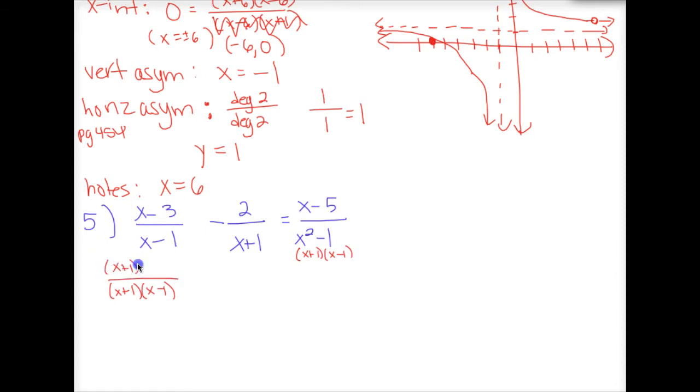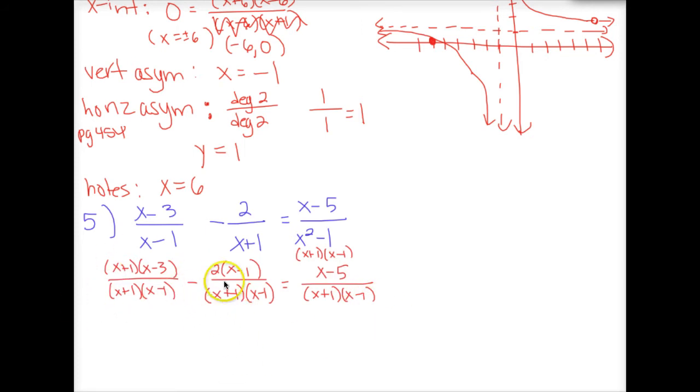So (x plus 1) times my original numerator, which was (x minus 3), minus, and then the second fraction had the x plus 1 but didn't have the x minus 1. So I'm going to need to multiply its original numerator by the (x minus 1). The right side already had the common denominator, just wasn't in factored form. So I don't need to change its numerator at all because I didn't change its denominator at all.